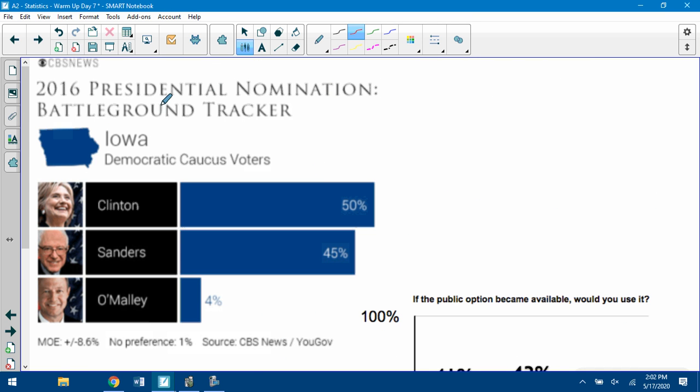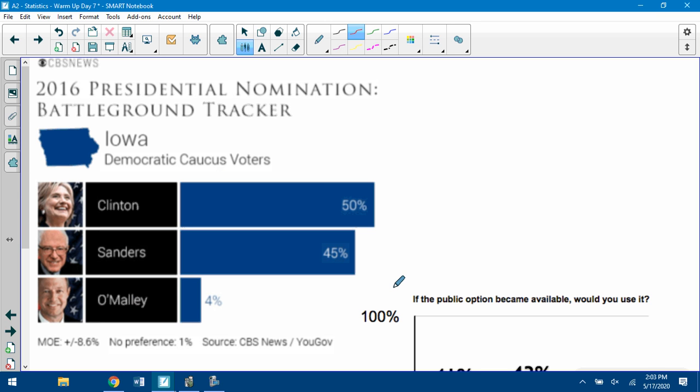And these are both kind of old. Here's from the CBS News 2016 presidential nomination tracker. This is before the Iowa caucus happened. So this is when it was between Hillary Clinton, Bernie Sanders, and someone named O'Malley. Not very political. But anyways, for people who look at this, they're saying, oh, well, Clinton's in the lead. She's winning. True, based on this sample.